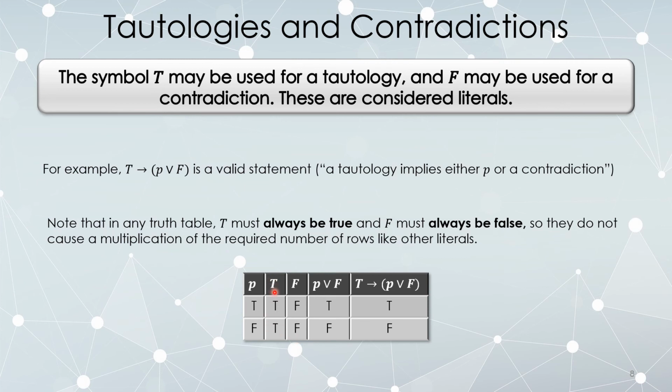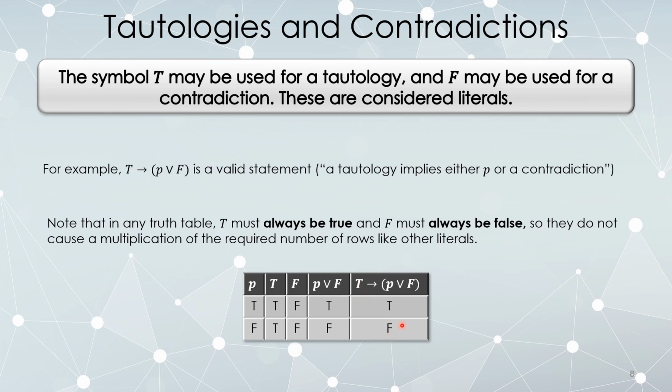Okay, tautologies are always true. Contradictions are always false. And now we can complete the truth table. We disjoin. True or false is true. False or false is false. And now we can make the conditional statement. True implies true is true. True implies false is false.